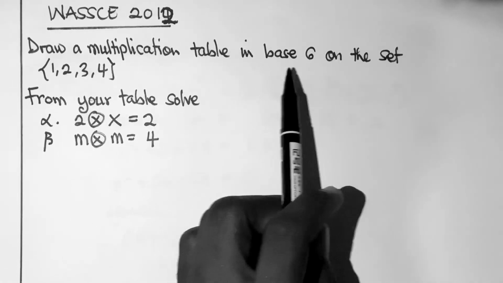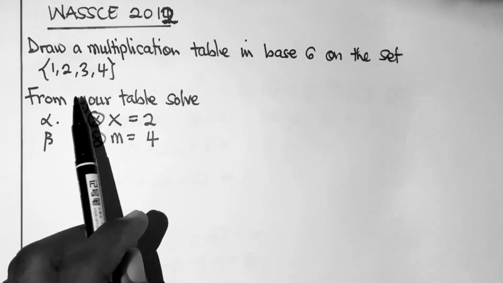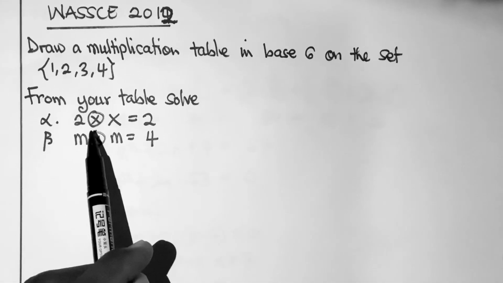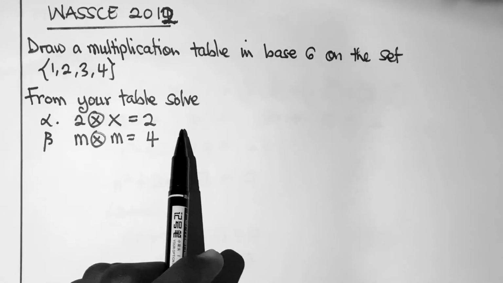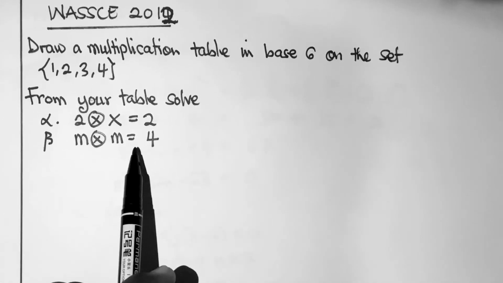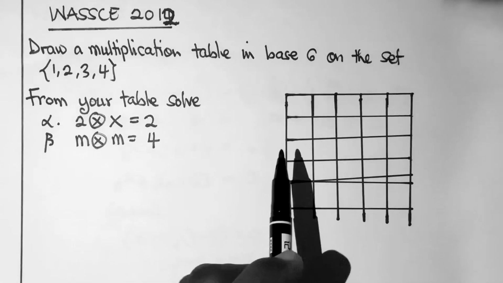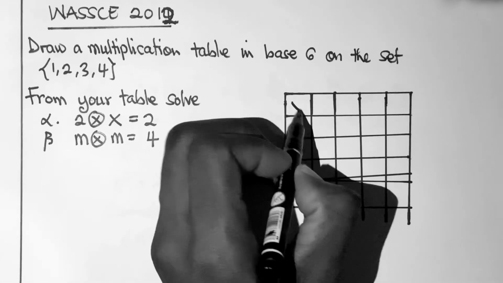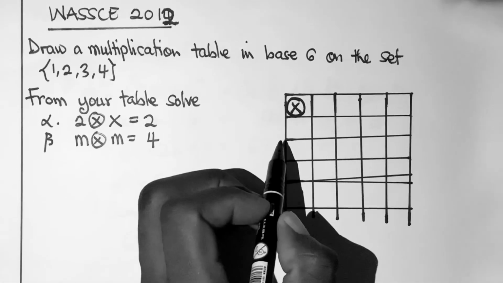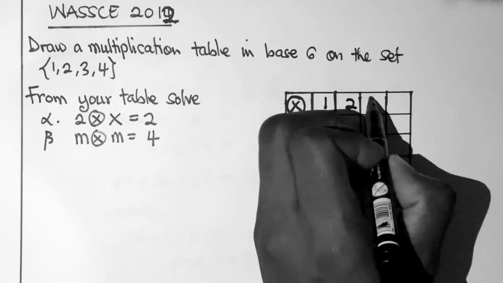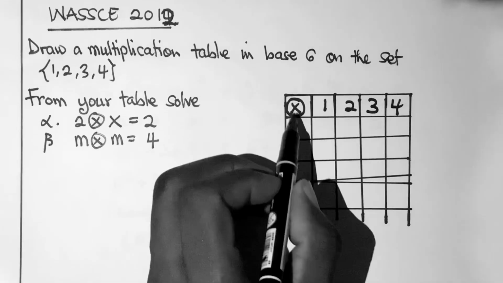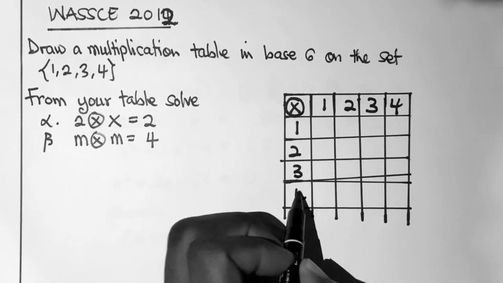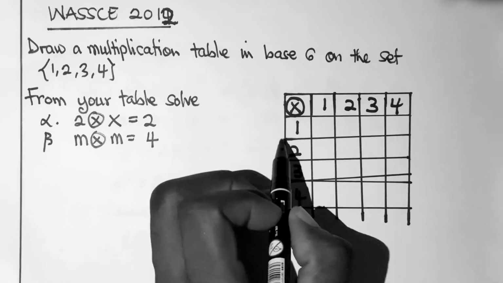Draw a multiplication table in base 6 on the set 1, 2, 3, 4. From your table, solve alpha: 2 times x equals 2, and then beta: m times m equals 4. So let's consider this as our table. So it is a multiplication table, and then the set is 1, 2, 3, 4. So you repeat the same thing down here. 1, 2, 3, 4. So 1 times 1 is what?